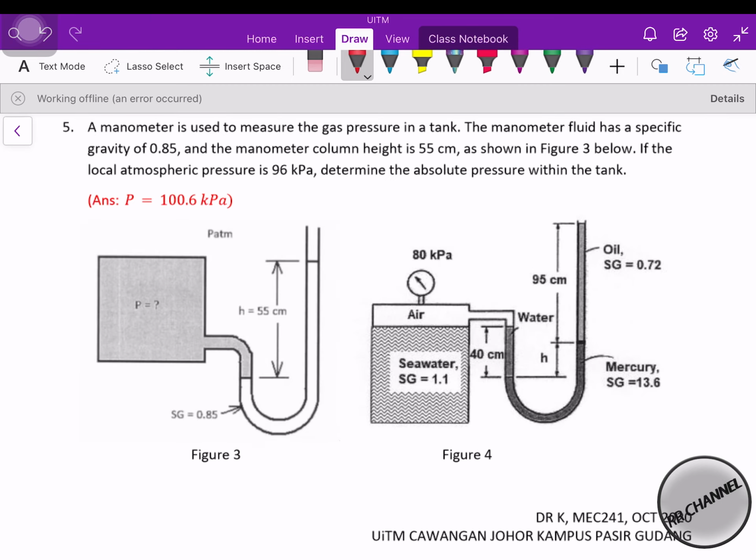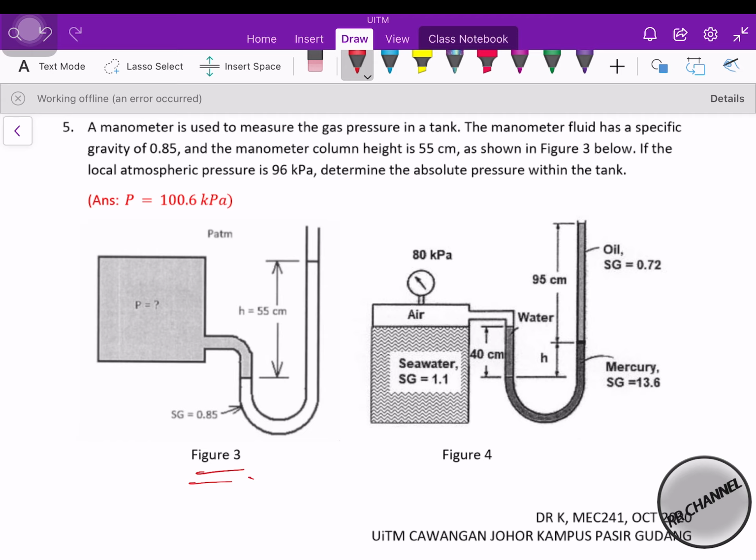Okay, question number 5 here. A manometer is used to measure the gas pressure in a tank. The manometer fluid has a specific gravity of 0.85 and the manometer column height is 55 cm as shown in figure 3 below. So this is your figure 3. If the local atmospheric pressure is 96 kilopascal, determine the absolute pressure within the tank.